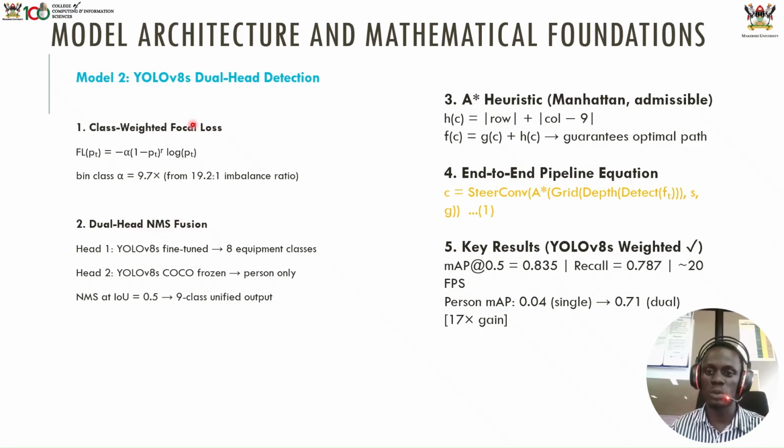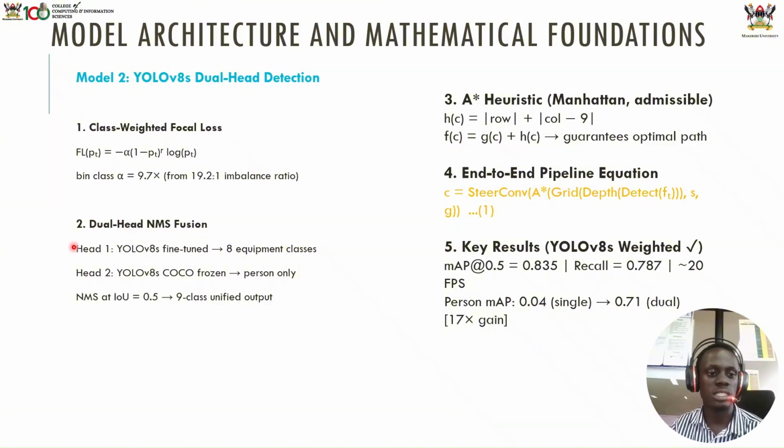So what we do, we come up with a focal loss formula, and we used 9.7, which is almost 19.2 divided by 2. We first ran some experiments, and this is not guesswork, to solve the imbalance in this work. So that's why we use the focal loss, to solve the imbalance.